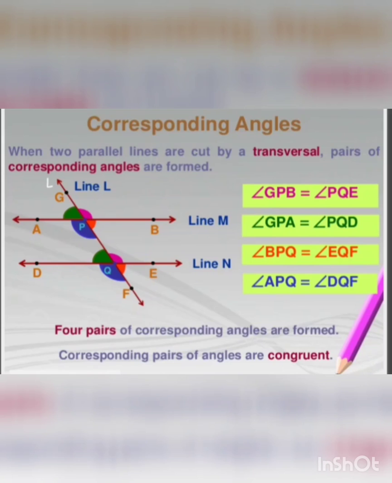Next, angle GPA and angle PQD. They are in green color, and they are also equal. The corresponding angles are equal. So like that, two more pairs are there. So completely 4 pairs of corresponding angles are formed. Corresponding pairs of angles are congruent.